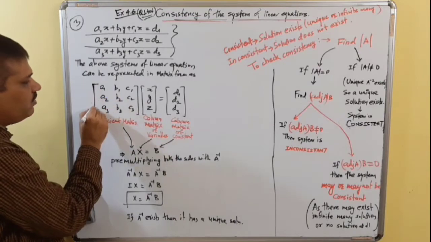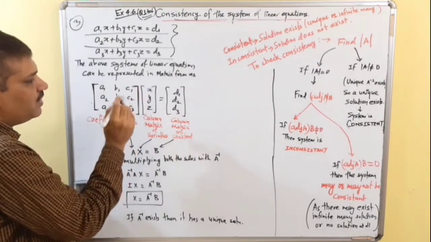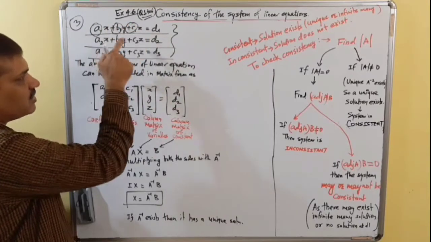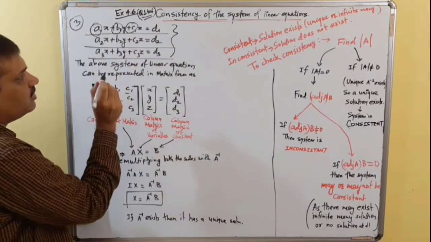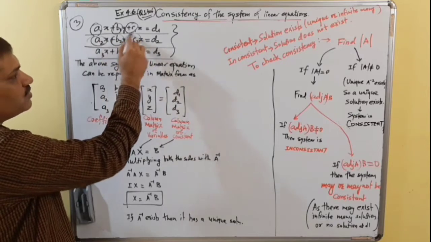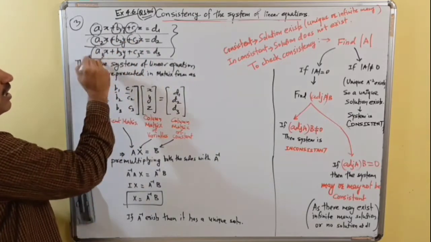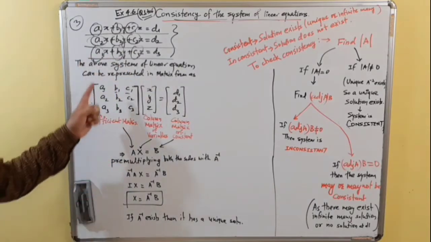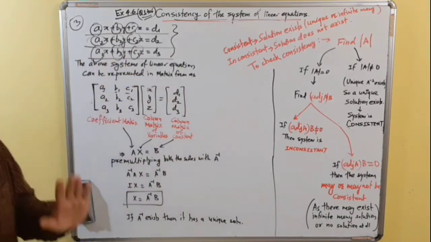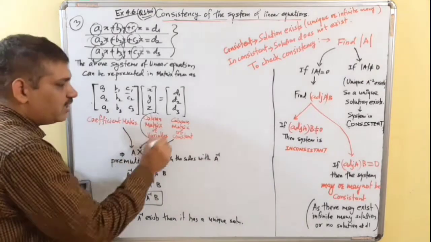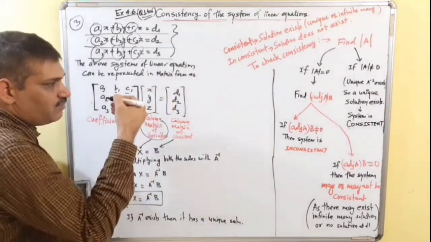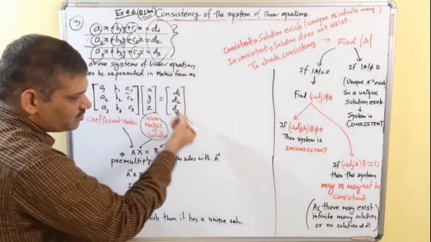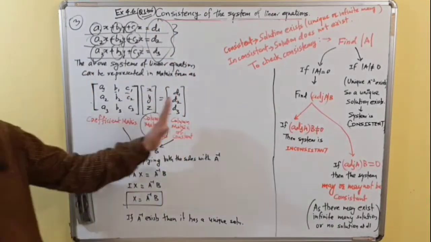How? Simply, we make a coefficient matrix, that is the coefficients of x, y, z with sign. The first equation's coefficients are written in the first row, a2, b2, c2 in the second row, and in the third row we write the coefficients of x, y, z of the third equation. Now we make the column matrix of variables, first variable, second variable, third variable, and on the right hand side we have the column matrix of constants.